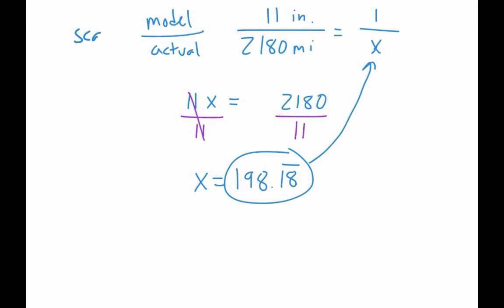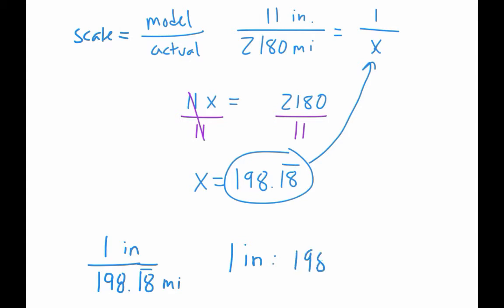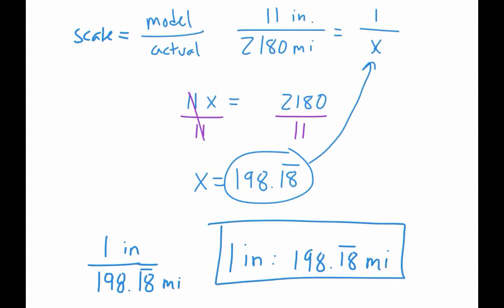So what we're finding then is, and maybe I should have said up here, our equation for a scale is the model divided by the actual. So I have a 1 over 198.18 repeating. So that's my scale, or if I put in my units, 1 inch over 198.18 miles. So I could write it as 1 inch colon 198.18 repeating miles. That would work for an answer, but you agree that would be kind of an obnoxious number to work with?